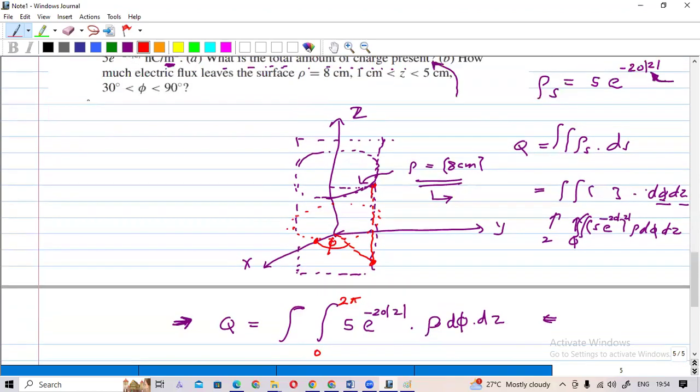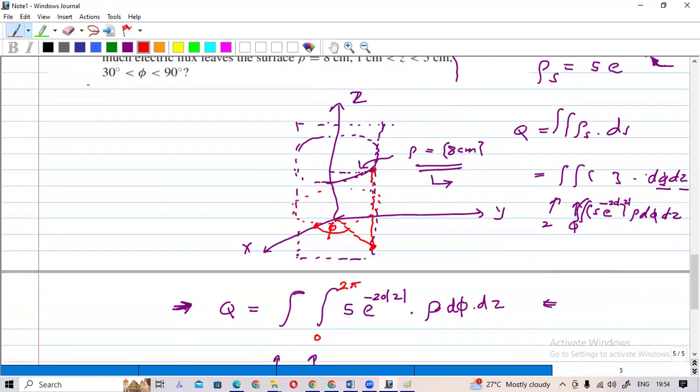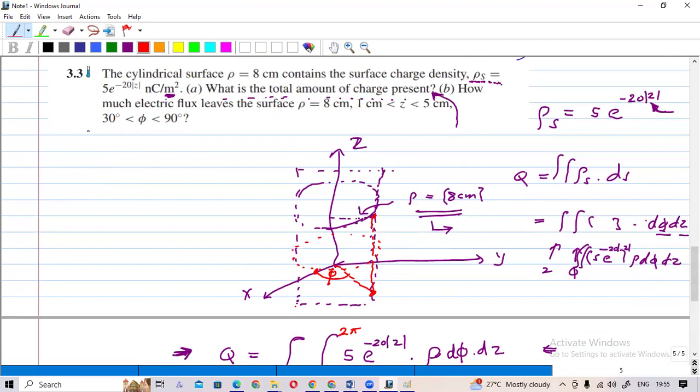Here, the z axis limit is not given. That means what? The z axis limit should also be given, no? Or we need to get it somehow. So, what do you think is the limit for the z axis?